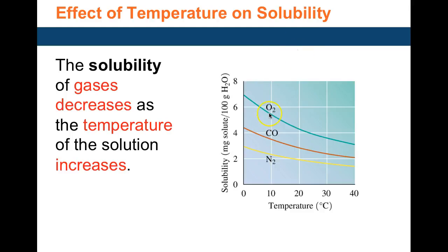So, for example, on hot days, as the water level recedes in lakes, etc., you will see that fish are dying because there's less oxygen now to sustain their life.